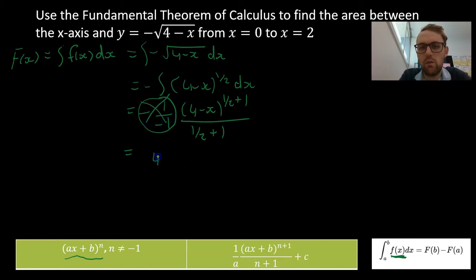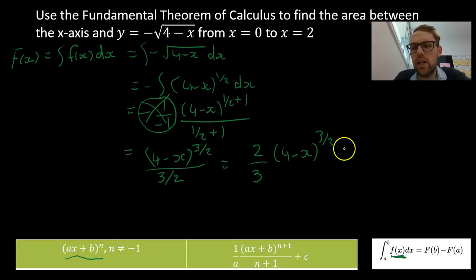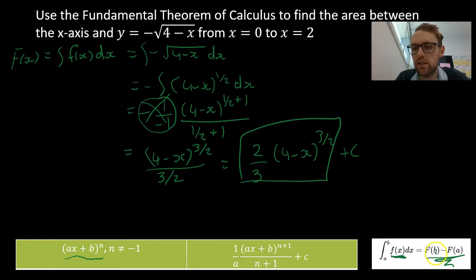And we're left with 4 minus x to the power of 1 over 2 plus 1, which is 3 over 2, divided by 3 over 2. Now, when we divide by a fraction, we can bring the 2 to the top and leave the 3 on the bottom: 2 over 3, 4 minus x to the power of 3 over 2. All right. Now, this should have plus c on the end as well, but we're not going to worry about plus c because our fundamental theorem doesn't care about that. But we're going to use this term here to work out our solution.